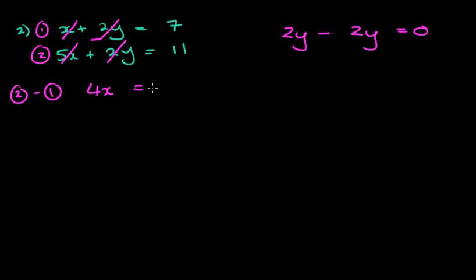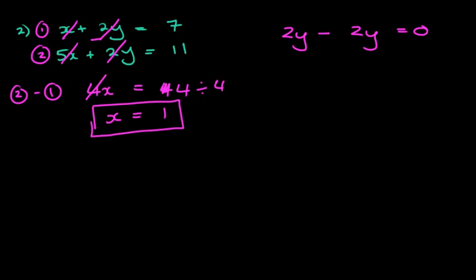11 take away 7 equals 4. No, 3. Sorry about that. No, 4. Don't know what's going on there. Okay, so 4x equals 4. Therefore, x is equal to 4 divided by 4, 1. So I have found my x value.